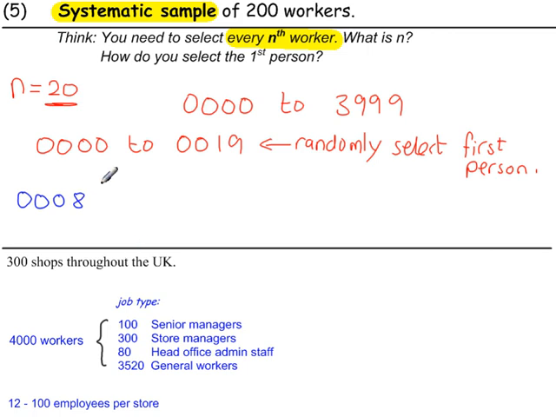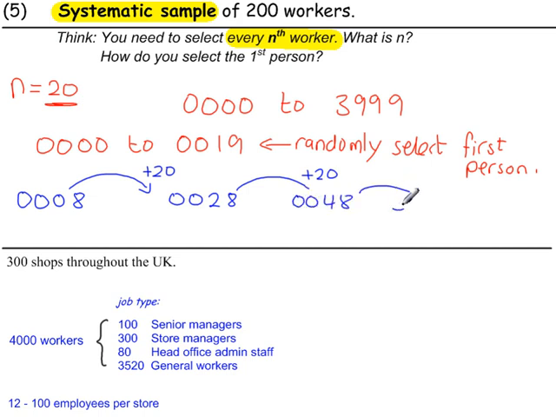So the next one, we'll add 20 to this. It's 0028. The next one after that, add 20 again. And how do you know you're going to add 20? Well, it's all based on this, n equals 20. So 0048, etc.